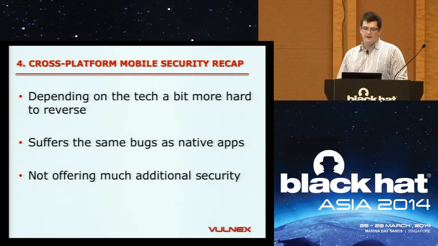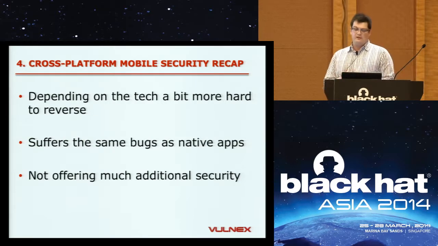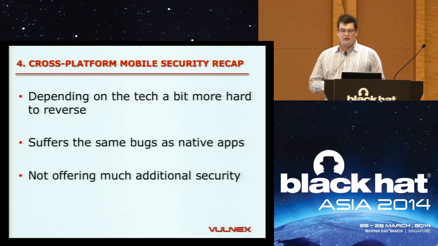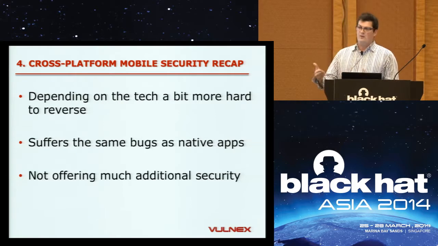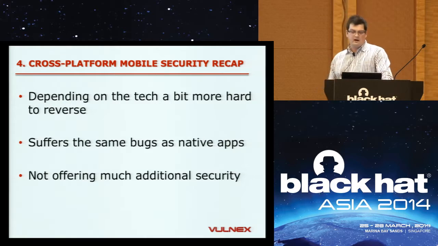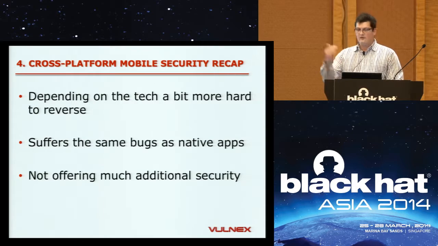So, to recap, depending on the cross-platform technology, it's a bit harder to reverse. We have seen several examples. Ruby and Lua are mostly a bit hard right now because we have not found good tools to decompile Ruby bytecode or Lua code. So it's a bit harder at the moment. We can also see they suffer the same bugs as regular and native apps. We have seen all these kinds of security issues from the OWASP list before. And so far, in general, they don't offer much more security at all.